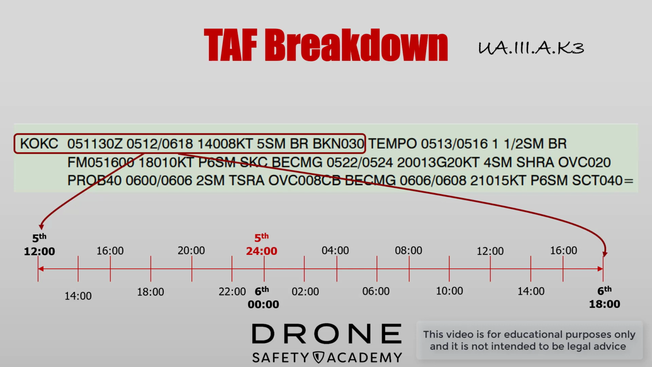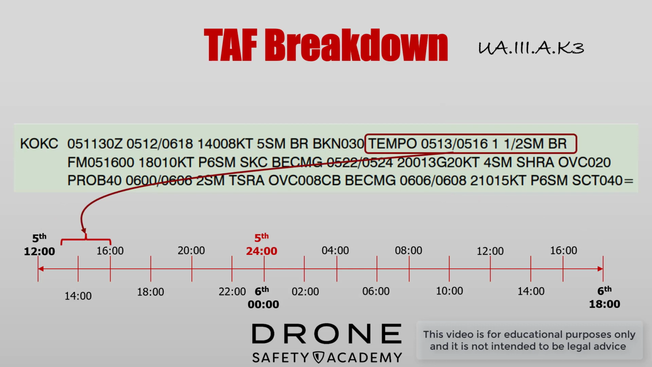Wind direction is 140 degrees at 8 knots. Visibility is 5 statute miles. Weather phenomenon is mist. Sky conditions is broken at 3,000 feet. Next up is a temporary group starting on the 5th day of the month, 1300 hours, extending to 1600 hours, where occasionally visibility may be dropped to 1.5 statute miles with mist.